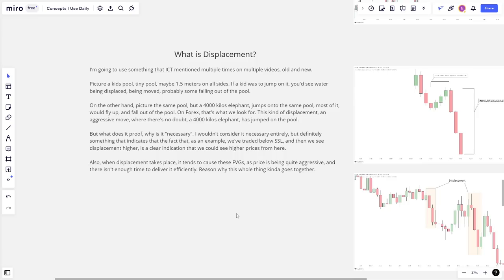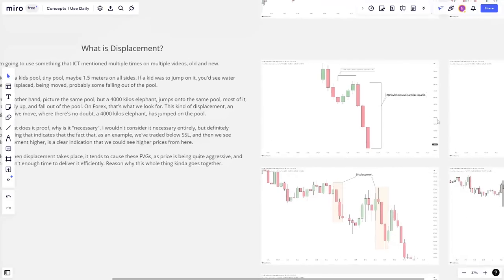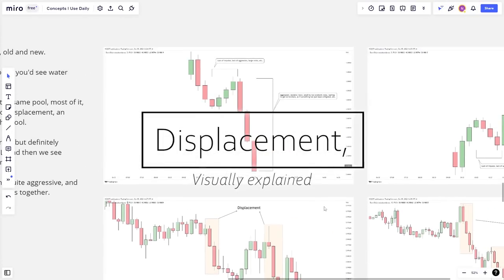But what does it prove and why is it necessary per se? Now, I wouldn't consider it entirely necessary, but it is definitely something that indicates, as an example, that we've traded below sell-side liquidity, and then we see displacement higher, a clear indication that we could see higher prices from here. Also, when displacement takes place, it tends to cause these fair value gaps, as price is being quite aggressive and there isn't enough time to deliver it efficiently. That is why on step 2 I call it displacement instead of creation of fair value gaps.